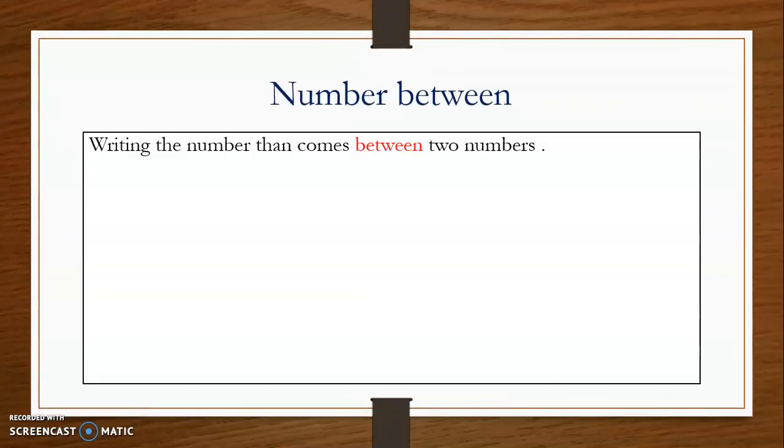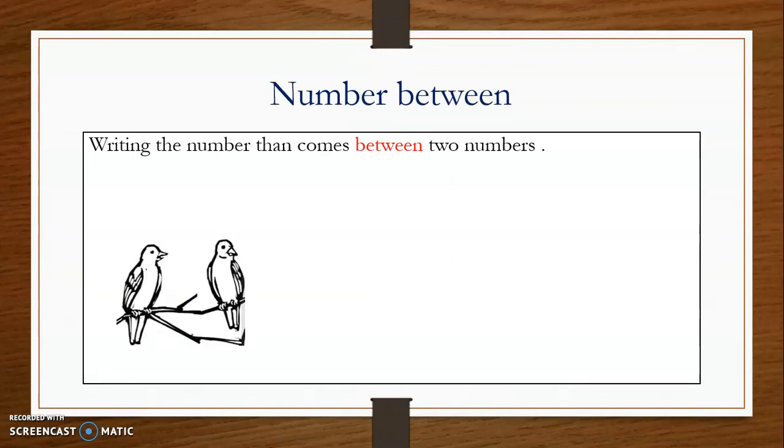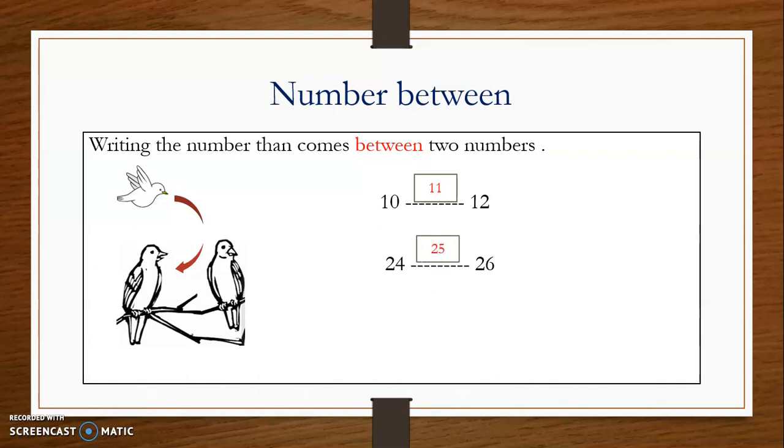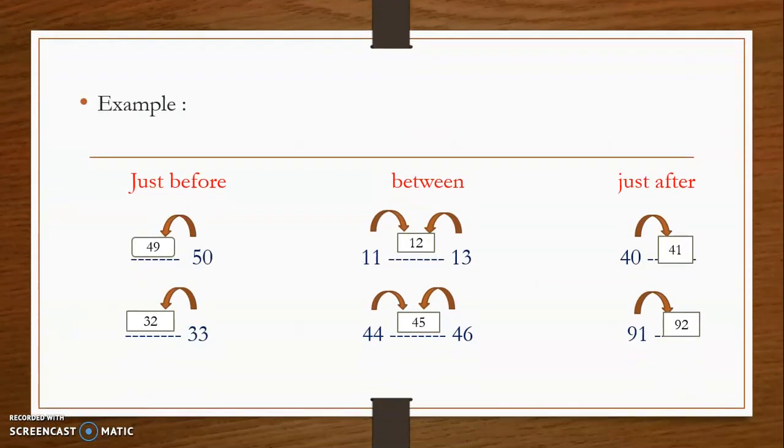Here I have number between. I'm going to write the number that comes between two numbers. For example, here I have two birds. A third bird will come and stand in between these two birds. I have 10 and 12. What is the number in between them? It's 11. What is the number in between 24 and 26? It's 25. And what is the number between 39 and 41? It is 40.